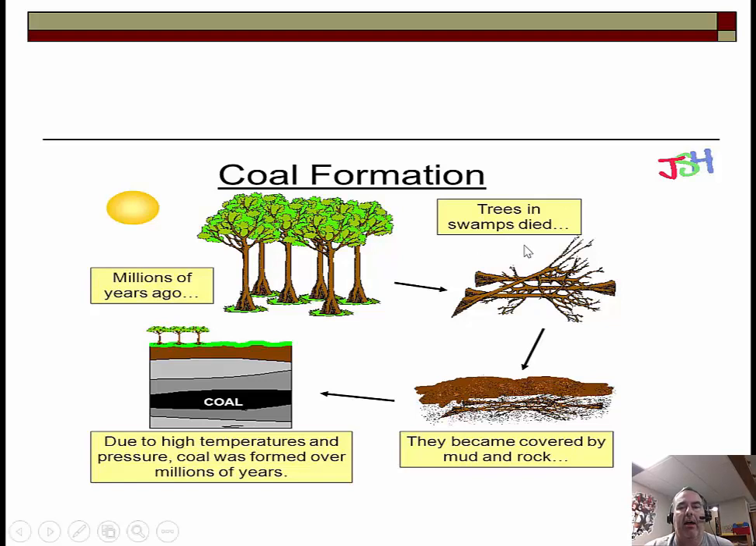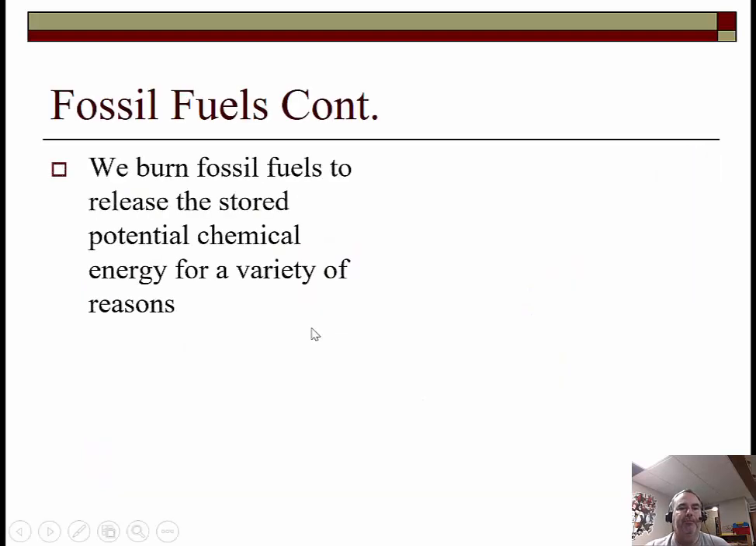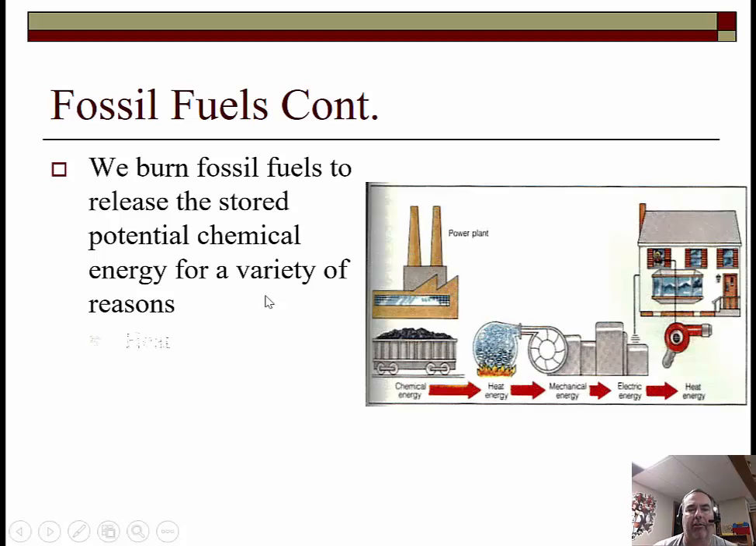And all of a sudden, they're saying here that the tree dies in the swamp. Okay, many years later, temperature, pressure, that coal is formed. So nuclear, to sunlight being electromagnetic, to chemical, to the coal, which is chemical, but what we're going to say is we end up burning that coal to get the thermal energy. We burn fossil fuels to release that stored potential chemical energy for a variety of reasons.